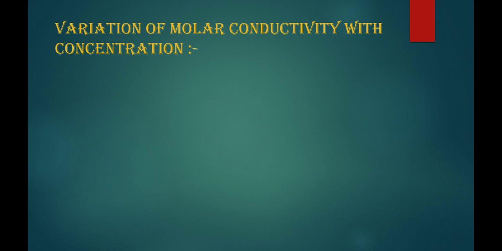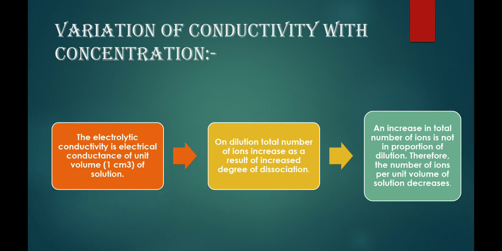So variation of molar conductivity with concentration. Listen here, when we see conductivity with concentration, when we dilute the solution, the number of ions per unit volume decreases. So we can say that with decreasing concentration, conductivity decreases. With increasing concentration of solution, conductivity increases.